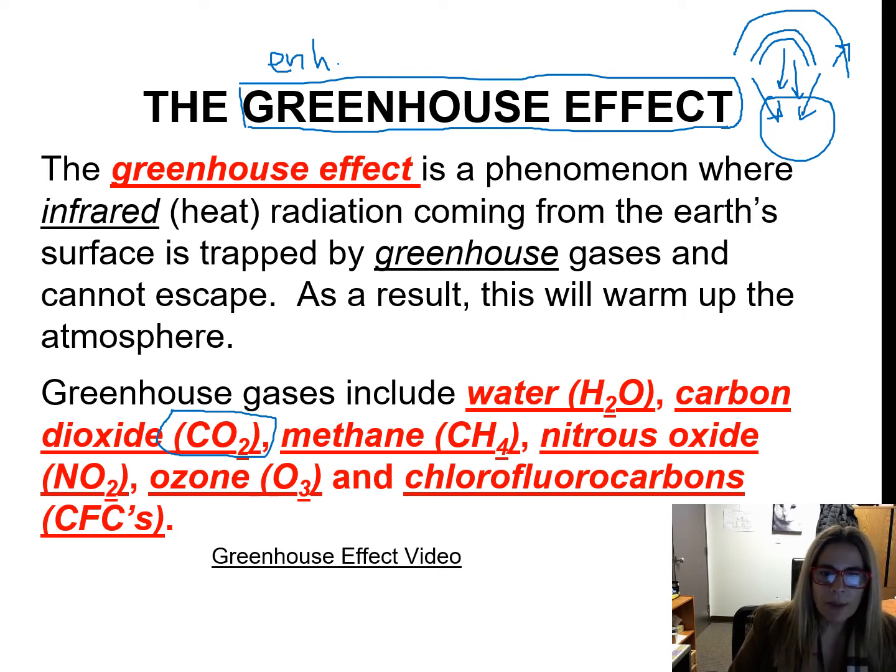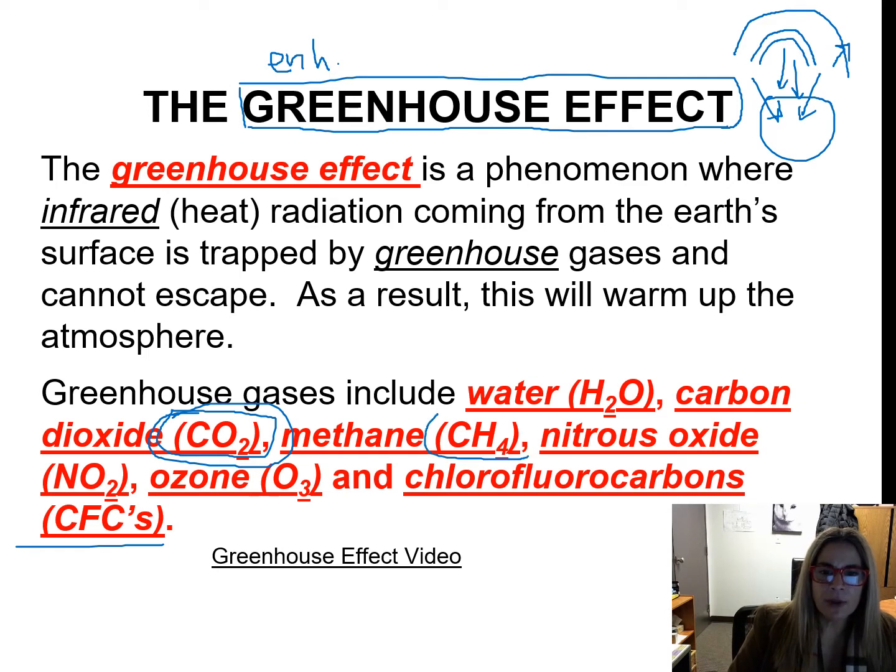So water vapor, methane, nitrous oxide, ozone, chlorofluorocarbons, known as CFCs, those all contribute to the greenhouse and the enhanced greenhouse effect. I would say, though, that carbon dioxide is the one that is of most concern right now because as we burn fossil fuels, that is the one that seems to be accumulating the most rapidly in our atmosphere.